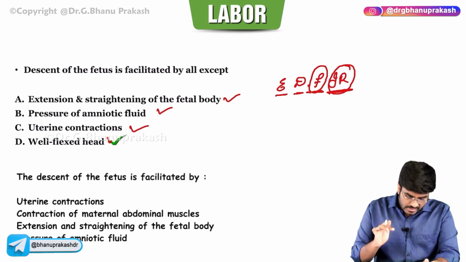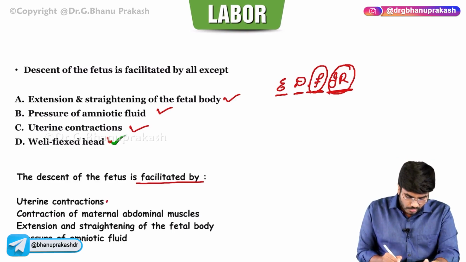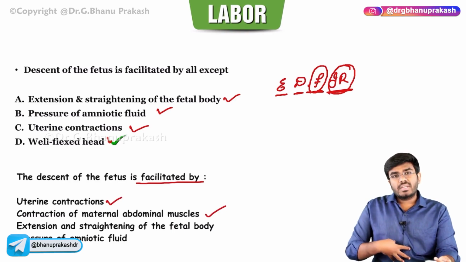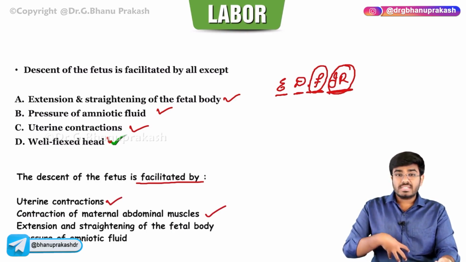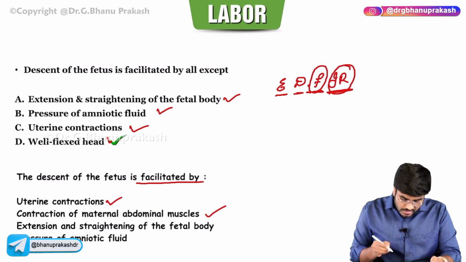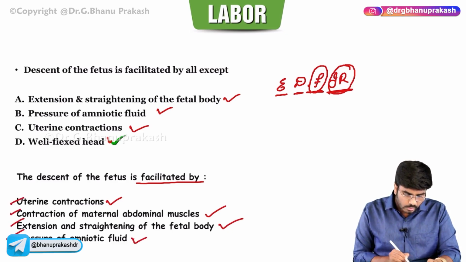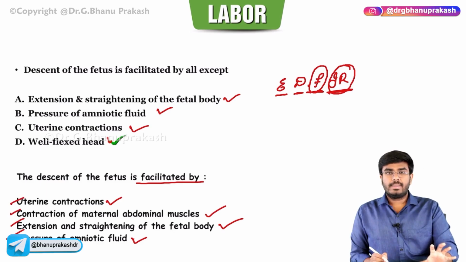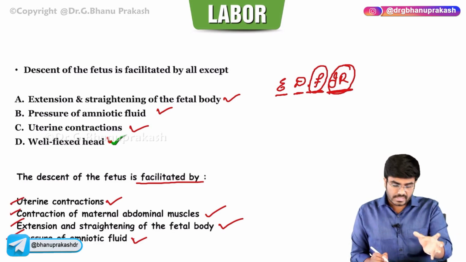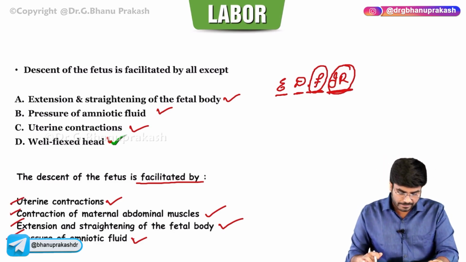Now please take this point. The descent of the fetus is facilitated by uterine contractions, and contraction of the maternal abdominal muscles. The mother is going to contract the abdominal muscles and try to bear the baby down. So contraction of the maternal abdominal muscles, extension and straightening of the fetal body, and pressure of the amniotic fluid, all these things contribute to descent. But internal rotation is because of complete flexion of the fetal head.